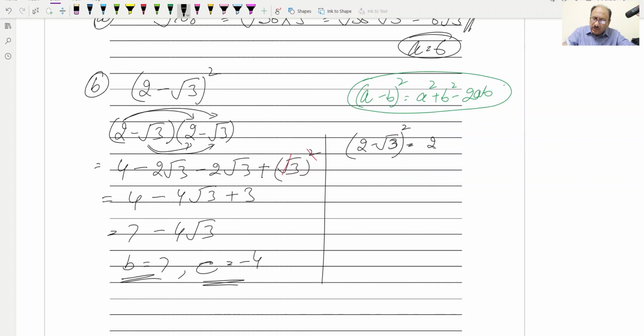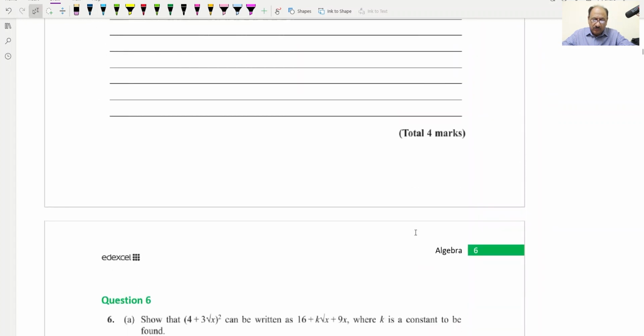A square means 2 square plus b square means under root 3 square, and minus 2 into a into b. This one we can write: 2 square will be 4, plus under root and square will cancel, so 3, and minus this will be 4 under root 3, and this will be 7 minus 4 under root 3. By both methods I have solved. You can follow whatever you like.